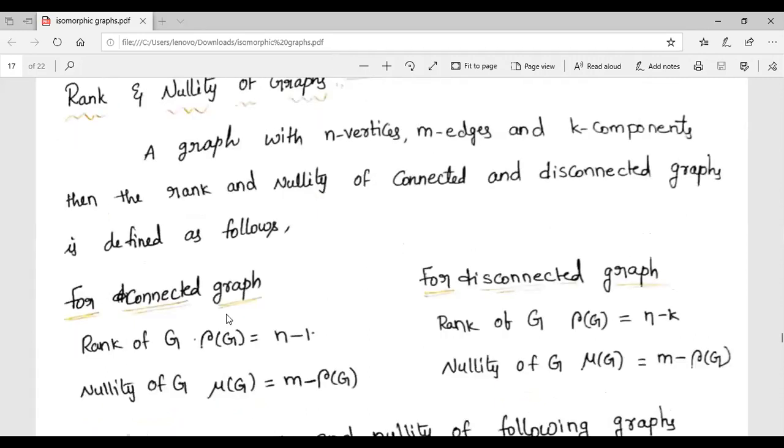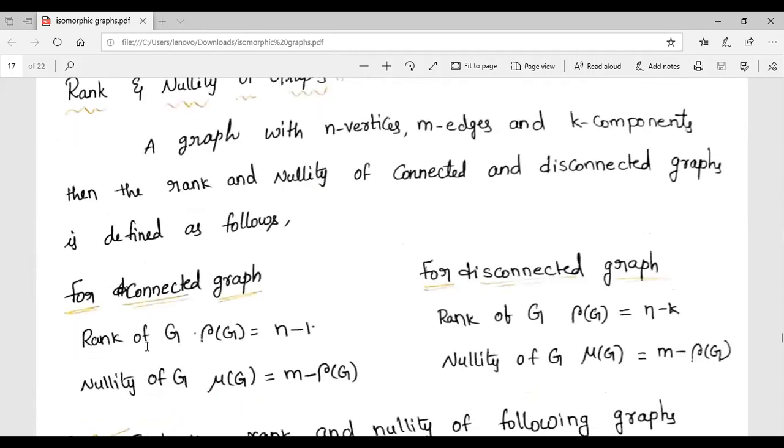For a connected graph, the rank of G is denoted by rho of G. The formula is n minus 1. Here n represents the number of vertices, so the number of vertices minus 1. Here 1 represents the number of components of the connected graph. Directly we substitute, since the number of components of a connected graph is always 1. So n minus 1, where n is the number of vertices, gives the rank of the given graph G. It is denoted by rho of G.